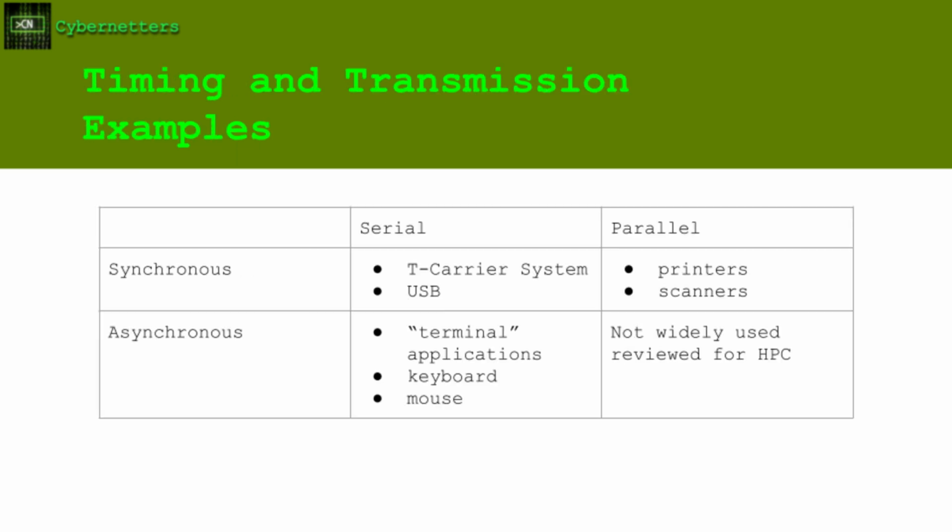So here are the timing and transmission examples. For serial and synchronous, you've got the T carrier and the USB. And then for parallel and synchronous, you've got printers and scanners. For serial and asynchronous, you have terminal applications, keyboards, and mouse. But parallel and asynchronous is not widely used in networking because of limitations, but it has been revived for HPC, or high performance computing.